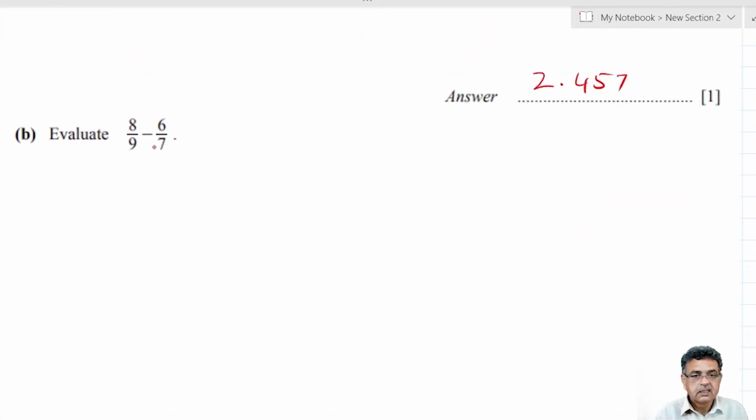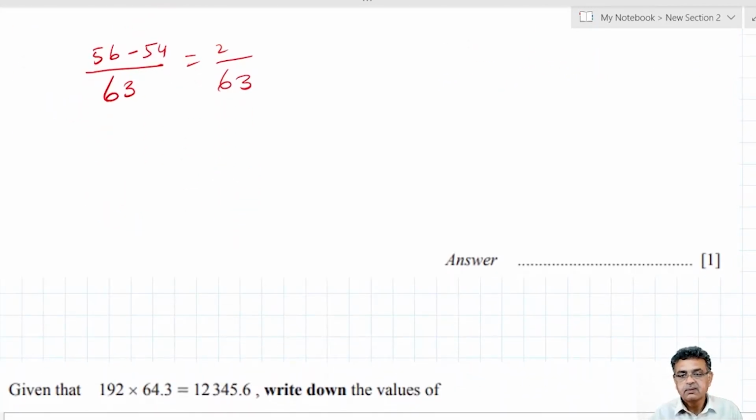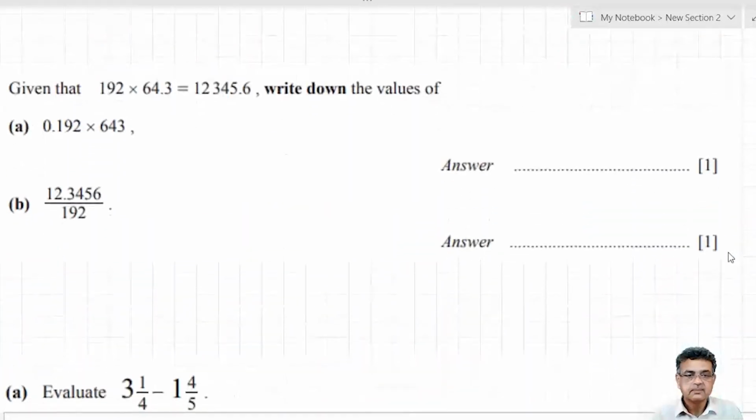Once again, these are two denominators with no common factor. So their LCM is the product of these two numbers, and their numerators will be multiplied this way, cross. So 7 eights are 56 minus 9 sixes are 54. So the answer is 2 over 63. This will be 2 over 63.